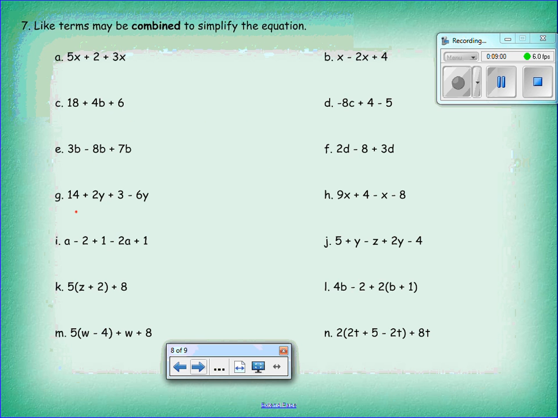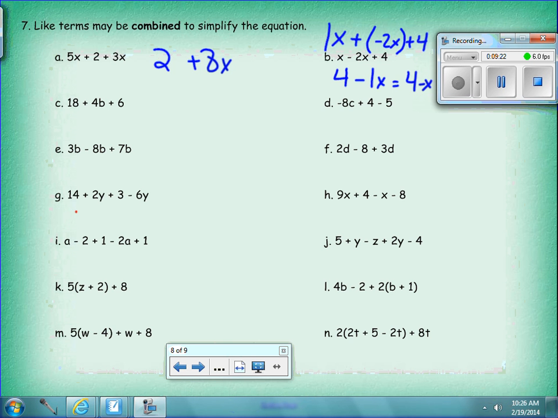So we have examples here of simplifying these expressions. They're telling you that like terms may be combined to simplify the expression. These are not equations. These are simply expressions because they don't have equal signs in them. So I'm going to pause the video. We'll do 2 at a time and come back and check them.